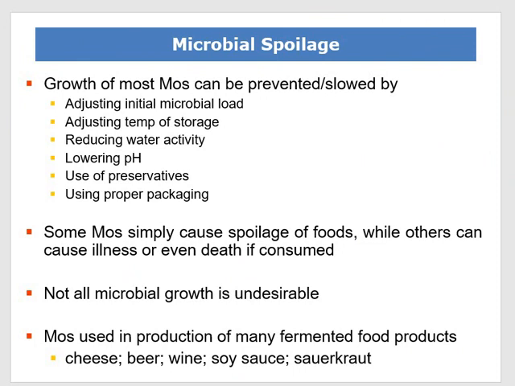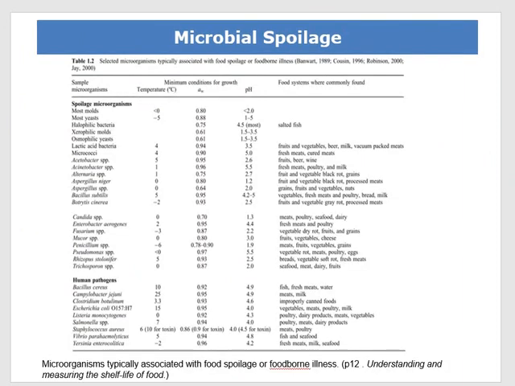It's undesirable if it's going to cause mold on bread, but we also want those types of mold, your Roquefort cheese and Camembert. We want those microorganisms to produce those specialized cheeses. So not all microorganisms are undesirable. Most are used in production of many fermented food products like your cheese, beer and wine, your Saccharomyces cerevisiae, which will be the yeast that's used in fermentation, soy sauce, sauerkraut, and I already mentioned the Camembert cheeses. So depending on which microorganism it is, we will see whether it's desirable or not.